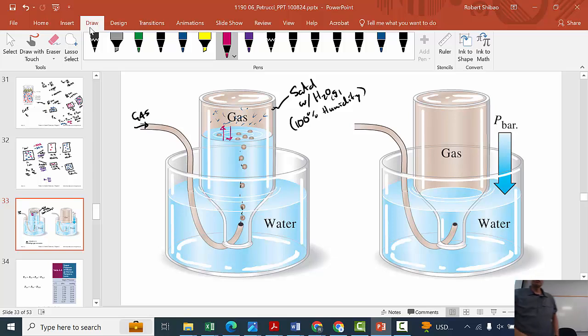So how much water? Humidity depends on temperature. How much water is evaporated depends on temperature.